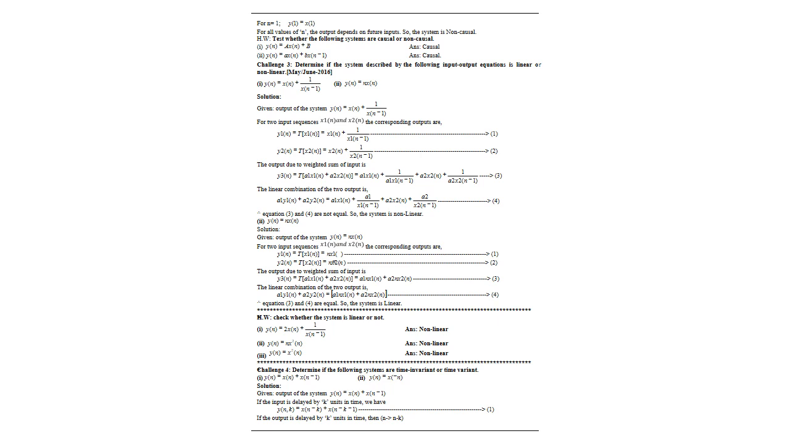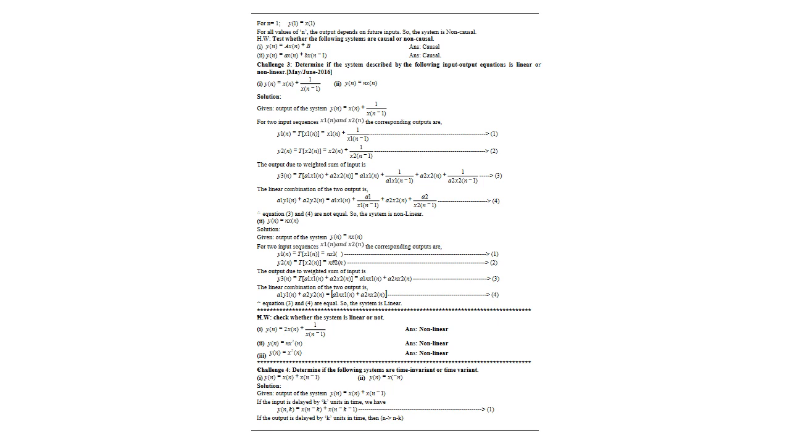Okay. The next sum is to determine whether the system described by the following input-output equation is linear or non-linear. Here we have taken the question as y of n equal to x of n plus 1 by x of n minus 1. Here I have two input sequences, x1 of n and x2 of n. First we find y1 of n, that is T of x1 of n, which is x1 of n plus 1 by x1 of n minus 1. For y2 of n, that is T of x2 of n, it is x2 of n plus 1 by x2 of n minus 1. Then we have to sum up the two inputs.